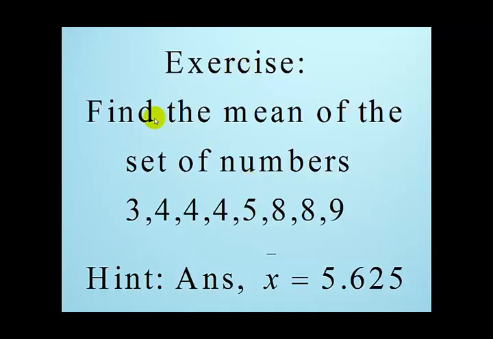Exercise: find the mean of the set of numbers 3, 4, 4, 4, 5, 8, 8, 9. These are the values given. The number of terms is 1, 2, 3, 4, 5, 6, 7, 8, so n is equal to 8. To find the mean, you divide the sum of all these values by 8 and the answer will come out. This is your exercise to solve. As a hint, x bar, the answer you get at the end, should be 5.625. So the mean is equal to 5.625.